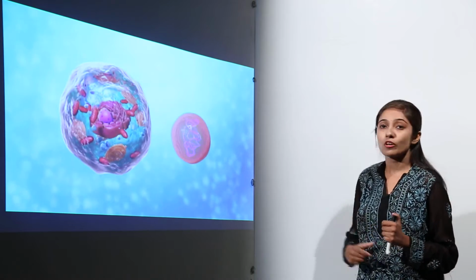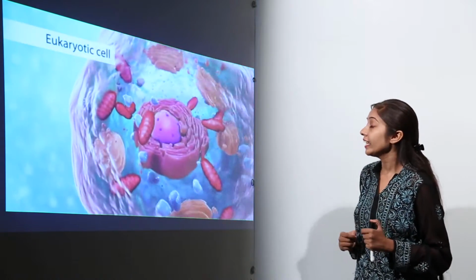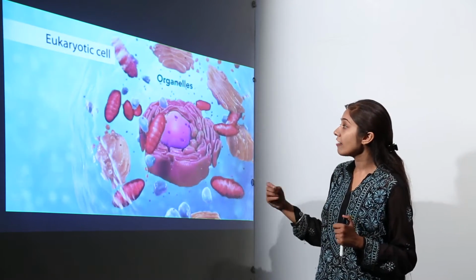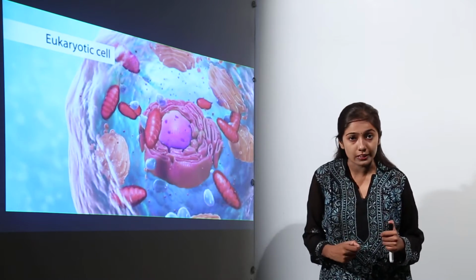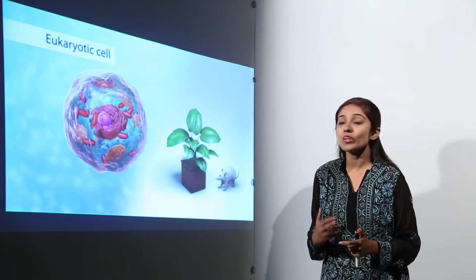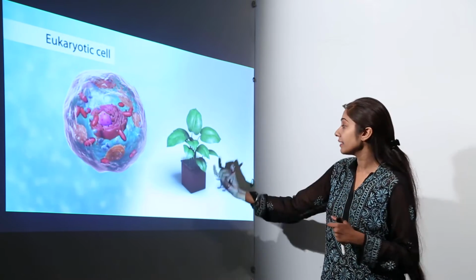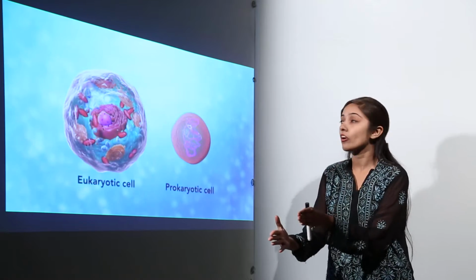Then we have two types of cells: the eukaryotic cell and the prokaryotic cell. In the case of the eukaryotic cell, we have membrane-bound organelles and a well-organized nucleus, right? These eukaryotic cells are found in higher advanced organisms like plants and animals.